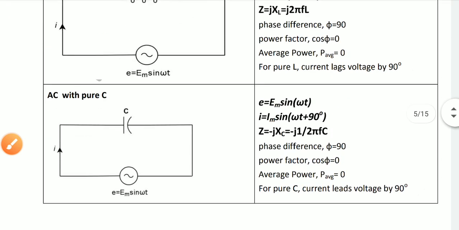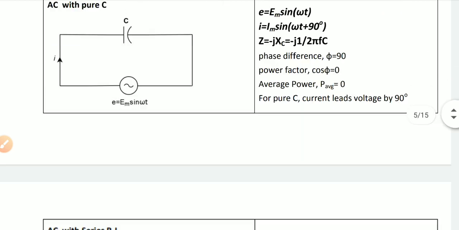Next, AC with pure capacitance, here E is equal to Em sin omega t as the input and the output is I is equal to Im sin (omega t plus 90). That means the voltage wave is started at omega t equal to 0 degrees, whereas the current wave has already started previously at an angle of omega t equal to minus 90 degrees. So for pure capacitive circuit, current leads the voltage by 90 degrees. Since the phase difference here is 90 degrees, cos phi is 0 and the average power is also 0. That means the pure capacitive circuit also does not consume any amount of active power.